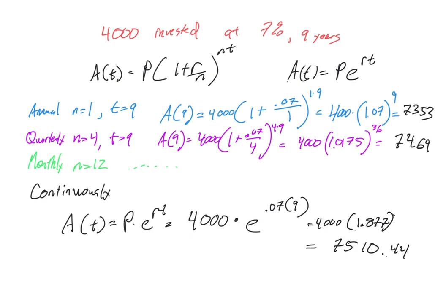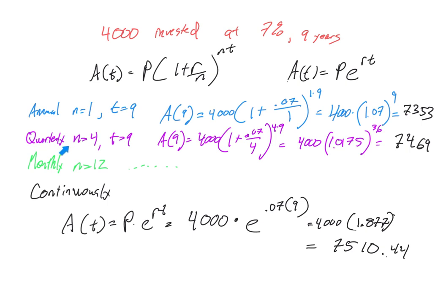Compounding interest formula, not necessarily an equation I'm going to expect you to memorize, so if you need it, I'll probably be giving this to you in some way. $4,000 invested at 7% over 9 years. So P is the original principal. We start with 4,000. R is the rate, N is how many times a year, and then N times T, T is number of years. So annual, my N is 1, my T is 9, so I plug that in. So A of 9 years, 1 plus 0.07 over 1, which is 1.07, raised to 1 times 9, which is 9, gives 7,353. So after 9 years, a $4,000 investment will yield $7,353.